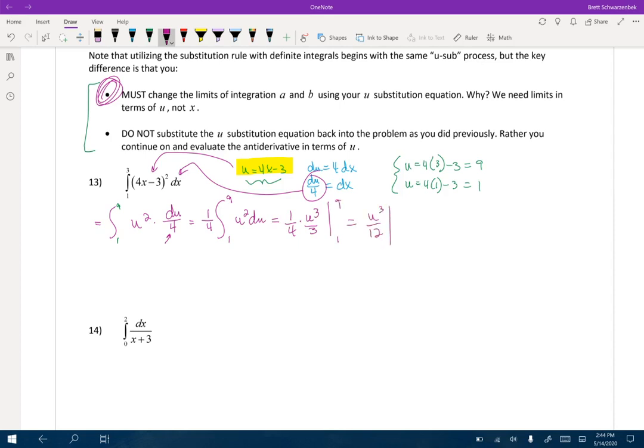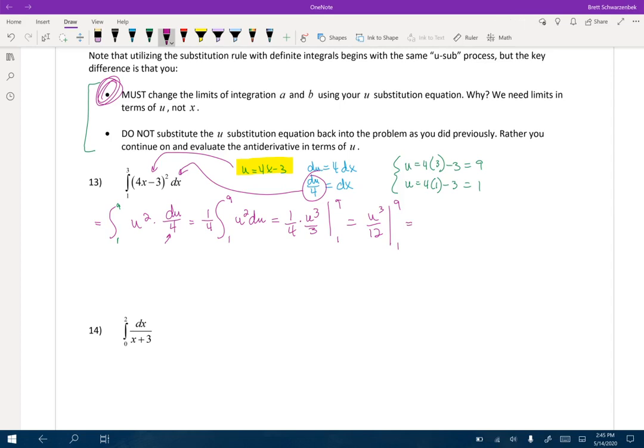So what do students do right now? They take the 4x minus 3 and put it back in here. It's a complete waste of time. Don't do that. Why can't you do that, by the way? If you put 4x minus 3 in here and then try to evaluate, you made a gigantic mistake because 1 and 9 are not x variables. They're u variables. So what you do now is go right to evaluating. We're just going to use u, which is simpler anyway.